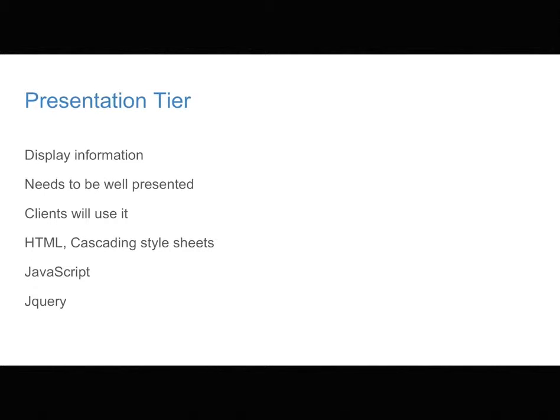Okay, so the first tier is the presentation tier, and this is where all the information is displayed. This is usually the only tier that the clients will see and use, and it's ultimately the final product that the user associates with the database or the information system. Typically, applications like HTML and cascading style sheets are used in this tier. The cascading style sheets add the color and the flair. JavaScript is also used to add the interaction, and jQuery is used lately to make it uniform across different browsers.